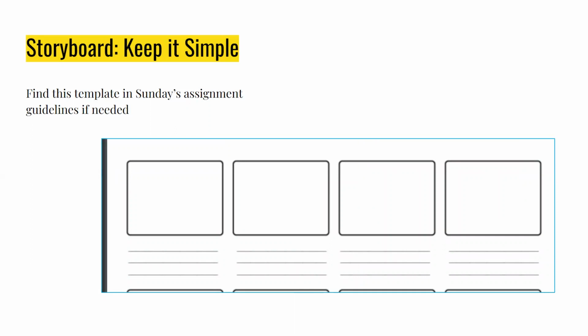You don't need to construct a complex storyboard. Think back to your 3 subtopics for project 2 and start there. To complete Sunday's homework, a 4-panel storyboard is sufficient. Oh, that's only part of Sunday's homework. But you can use the template as seen on the screen, and you can access it via the assignment guidelines. Using 4 of the panels is sufficient. You don't have to use all 8.